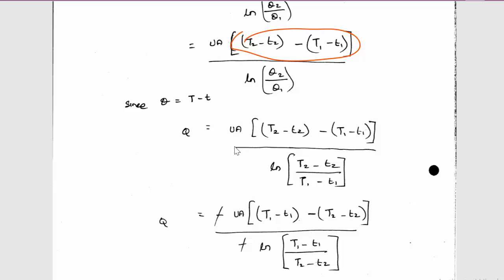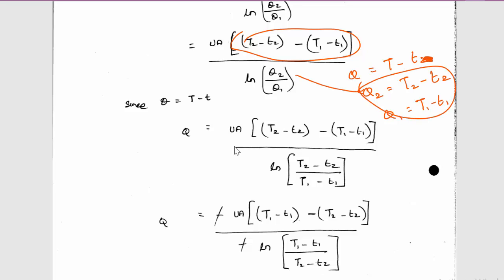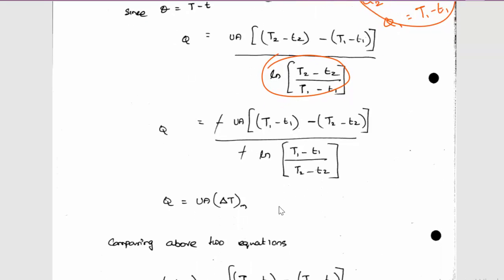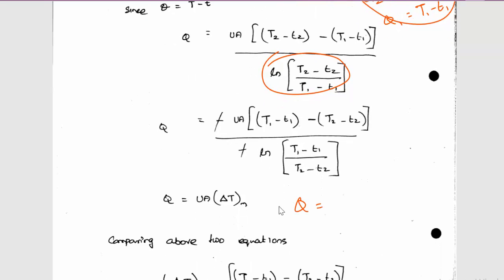Like this I have rearranged all these equations, and here you know that theta equal to capital T minus small t. If it is theta 2, then it is T2 minus small t2. If it is theta 1, then it is equal to T1 minus small t1. These two equations I am going to substitute here. So these two minuses get cancelled. If I rearrange all these equations, these two minuses will come out and get cancelled, and you will get the final answer as Q equal to UA del T LM.